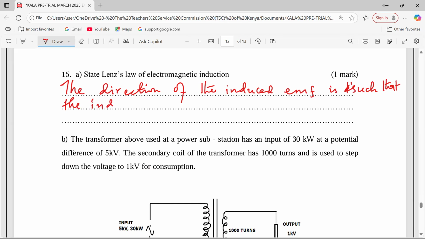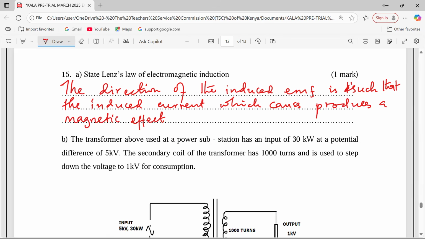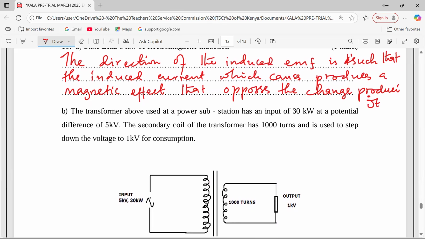the induced current which it causes produces a magnetic effect that opposes the change producing it. That opposes the change producing it.